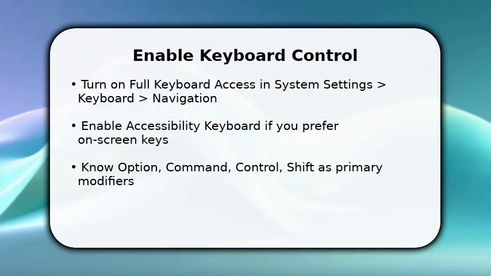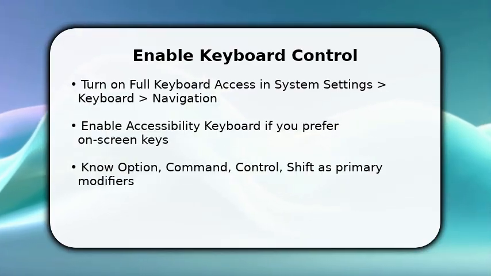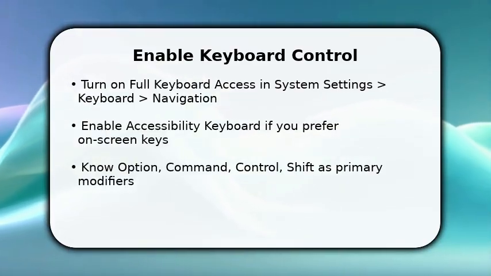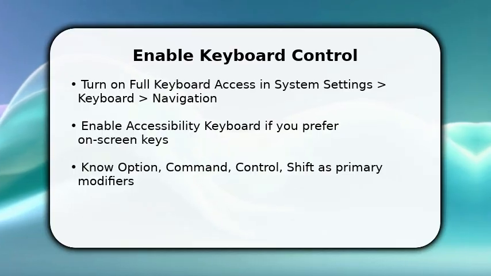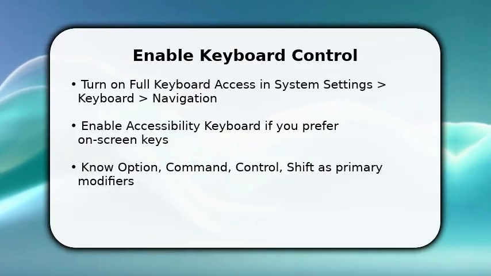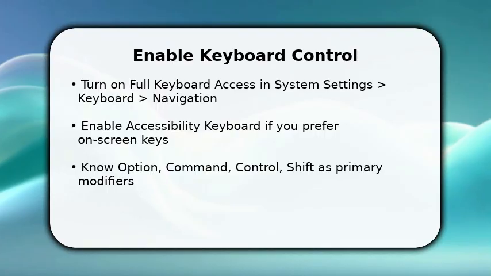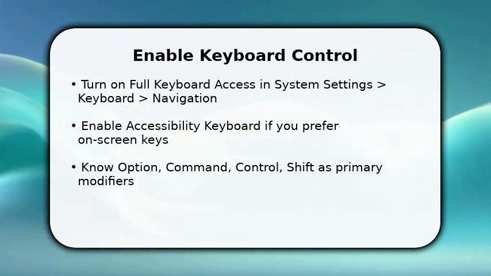You start by enabling the features that let the keyboard act like a mouse. Open System Settings and turn on Full Keyboard Access. This maps Tab, Shift-Tab, Space, and Return to interface elements. If you want visual targets, enable the accessibility keyboard so you can click with keys.